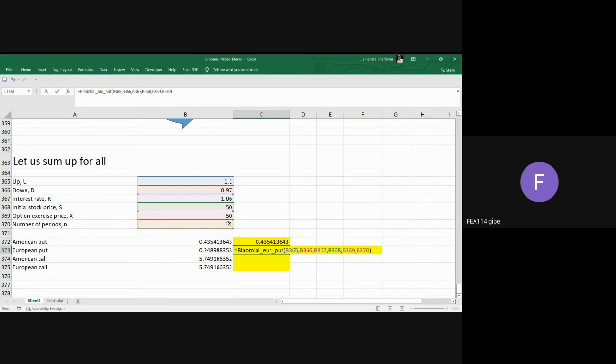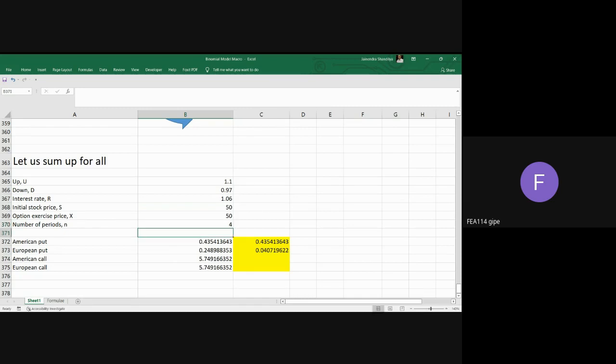If you have this with you, and let's say you change this to 4 periods, this will automatically change. If I change this to 4 periods and enter, the value changes. See, the value has changed. So all you need is to have a sheet like this, which can give you a formula. Okay. Now, what is the price of the American call?